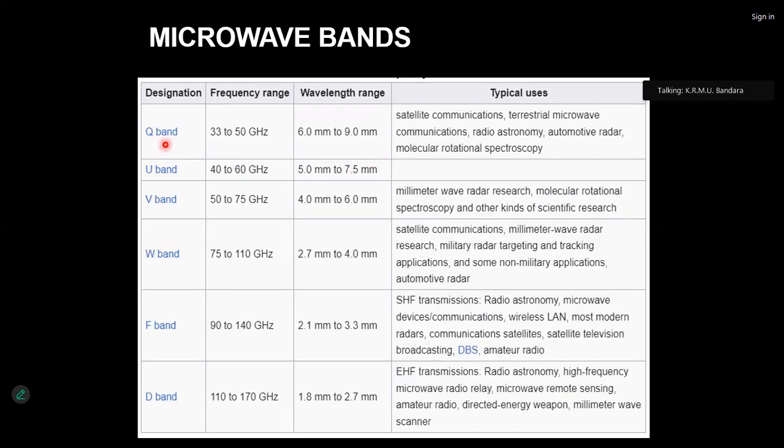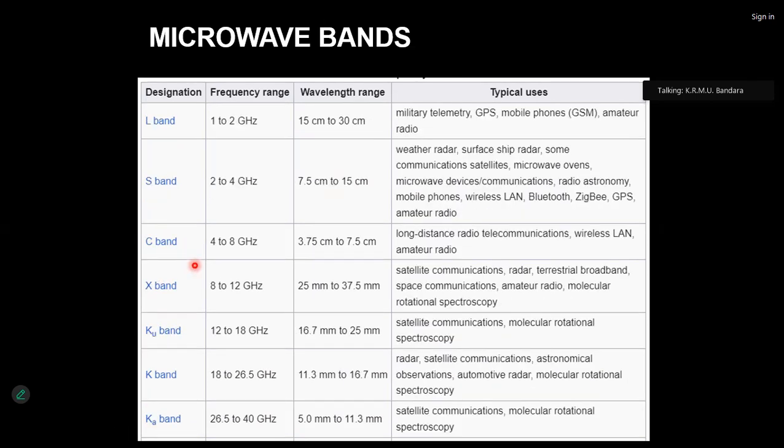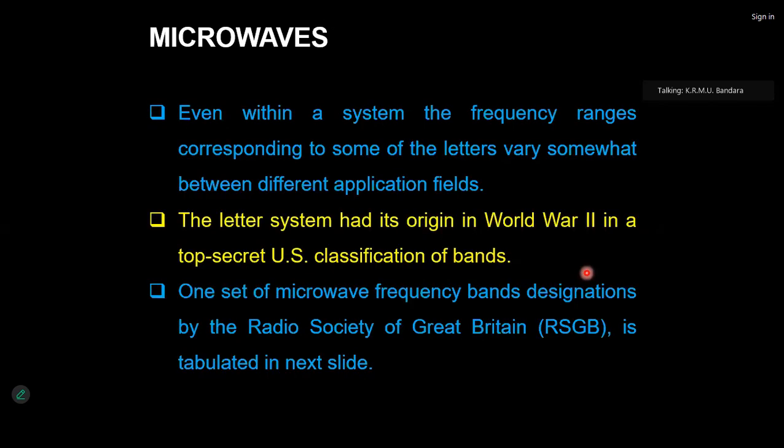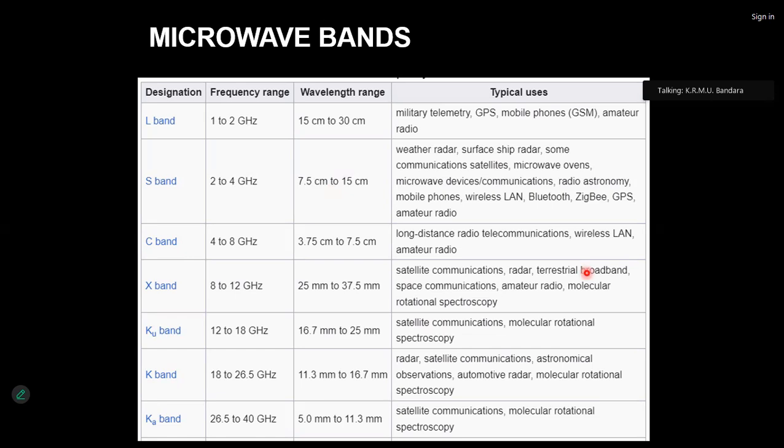These are the bands Q, U, V, W, F, D. So going down here, but you can see F is coming again, D is coming again. They forgot everything later on, but they know only K band here, because for World War they used it for communication and radar detection. Okay, this is what is called the Radio Society of Great Britain, which designed these names.